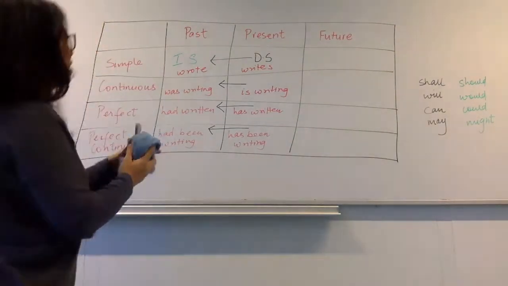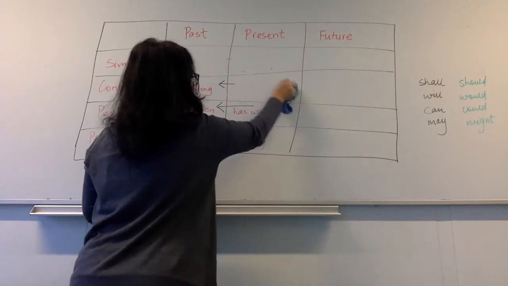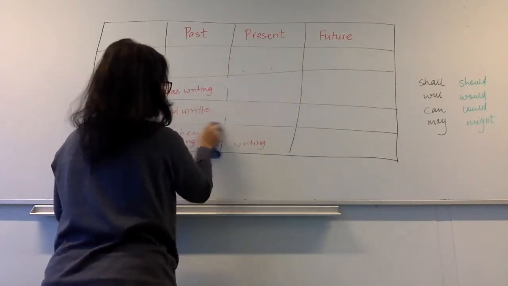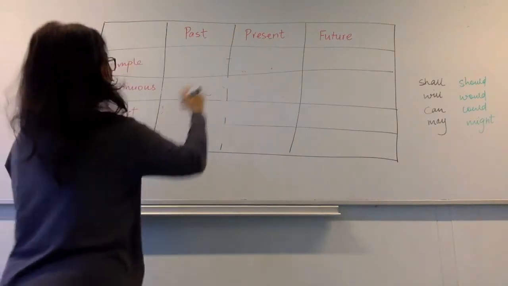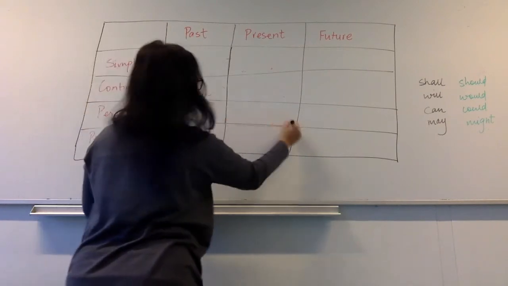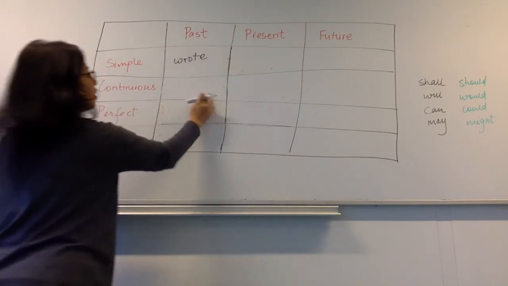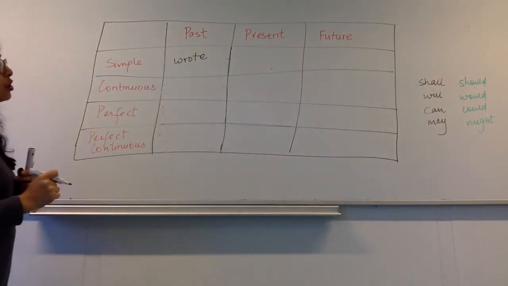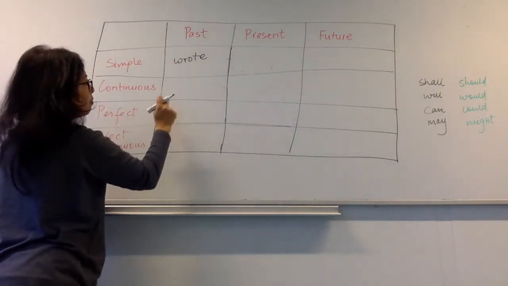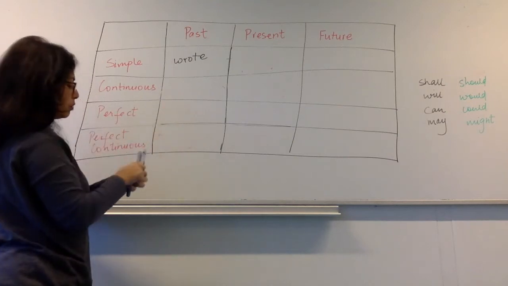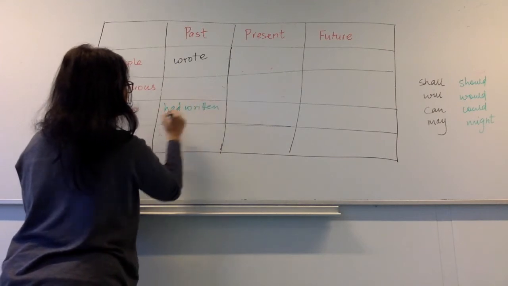But what happens if you have a past tense in the direct speech? What do you do then? In that case, for example, I wrote a letter. Supposing you have this in the direct speech, how do you write this in indirect speech? The past simple is converted to the past perfect. So, in indirect speech, you say, he said that he had written a letter.